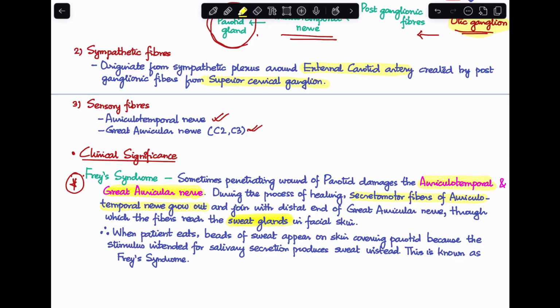Therefore, in these cases, when a patient starts eating, they complain of having beads of sweat appearing on the skin over the parotid, because the stimulus that was intended for the auriculotemporal nerve to cause a secretion of the parotid gland is now going towards the sweat glands instead. So you end up having beads of sweat in the skin over the parotid, which is the supply of the great auricular nerve, when the patient starts eating. This particular syndrome is known as Frey syndrome. So, this is the clinical significance of knowing the nerve supply and its pathway.